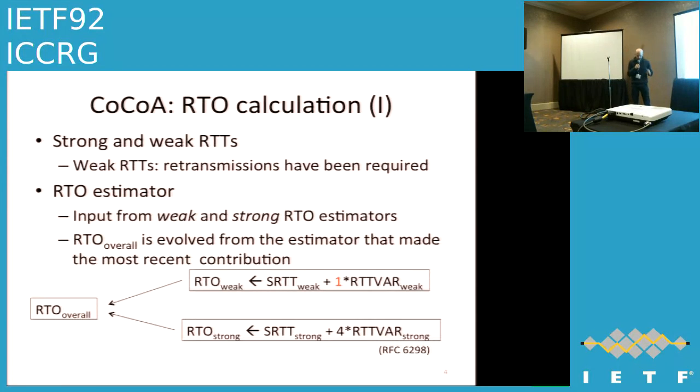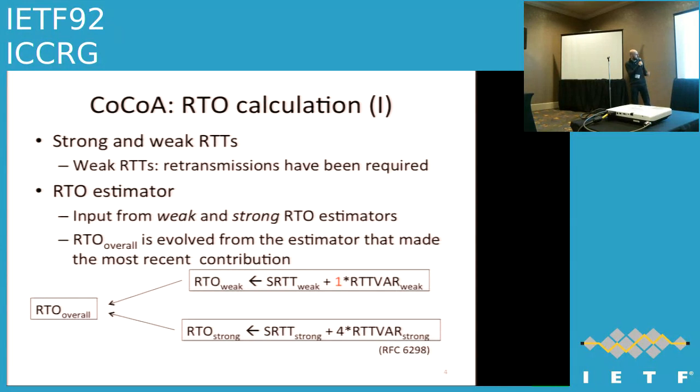So let's see how COCO works. First of all, in COCO we make use of both strong and weak RTTs. Weak RTTs are round-trip times obtained when the sender has run into retransmissions, whereas strong RTTs are those in which the sender has been successful at the first transmission and we have got an acknowledgement from that. We believe it is necessary, as you can see later in the presentation, to consider weak RTT information because we are dealing with constrained node networks which are naturally lossy.